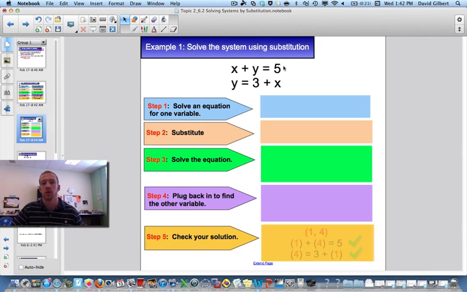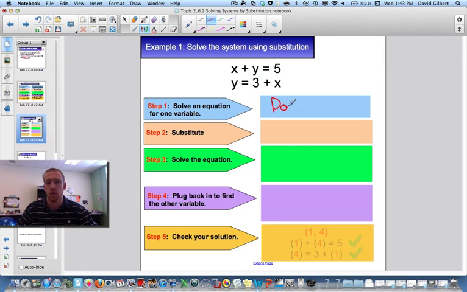Alright, so first example here. What we're going to do is initially solve the equation for one variable. That's already done. We already have y equals here, right? So that's what we did. Now substitute. I'm going to take what y is equal to, that's 3 plus x, and I'm going to substitute that in for y in the other equation. So that gives me x plus 3 plus x equals 5.